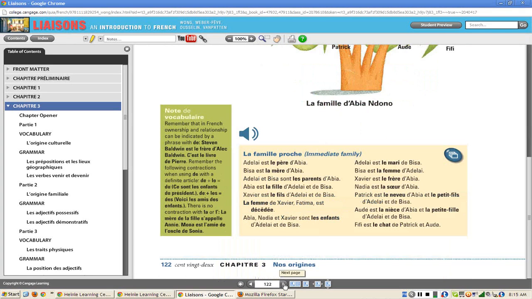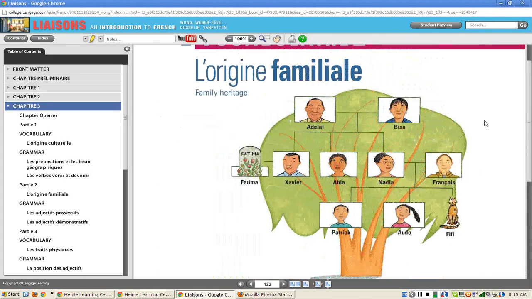And to talk about marriage status itself, you would say, for example, that Nadia est mariée, Abia, n'est-ce pas, est célibataire, she's single, Xavier est veuf. The word for widower is veuf. The word for widow is veuve. And voilà, sa femme, Fatima, est malheureusement décédée. So that's the word for deceased.